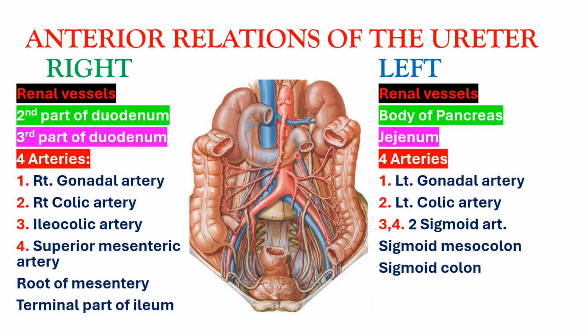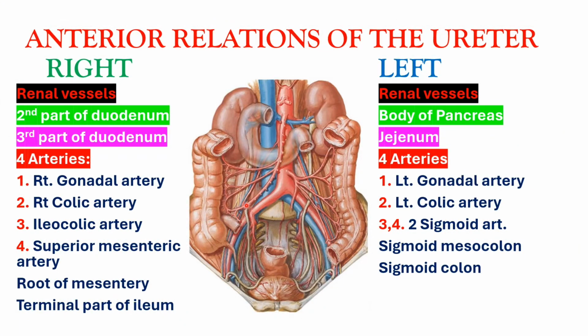Then as we descend, for the right side, it is crossed by 4 arteries. You have 4 arteries anterior to the ureter as we descend. We have this right gonadal artery. Then we have this artery here, so please follow my cursor. This artery here is called the right colic artery. That's number 2. Number 3, we have the ileocolic artery. Then the 4th one, we have the superior mesenteric artery itself.